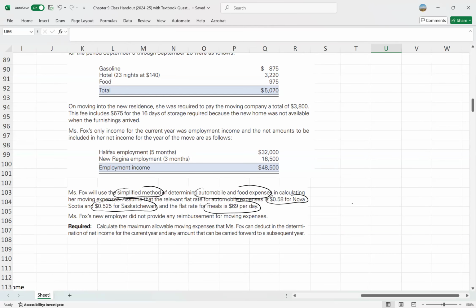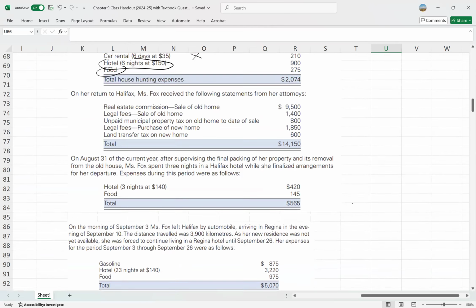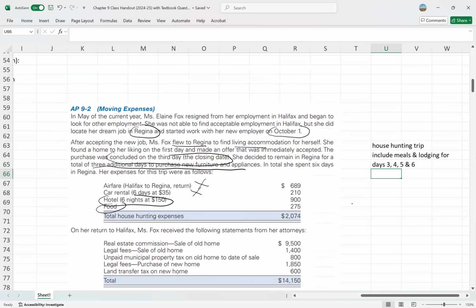a day. So what we can do then is for these 4 days, we can include meals at $69 per day and lodging or hotel at $150 per day. Now, this is going to be part of that 15-day maximum that we talked about. So she can only include up to 15 days of meals and lodging, for meals and hotel costs, either close to her old or new location.